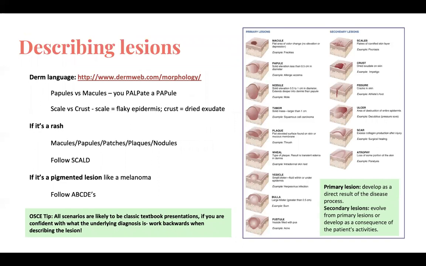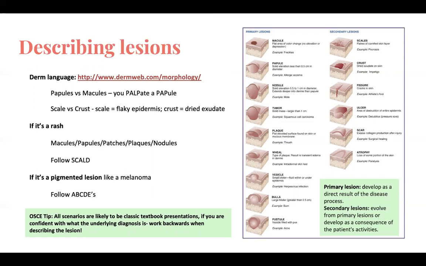Scale is flaky epidermis, which is seen in psoriasis, versus crust, which is seen in conditions such as vitiligo. And the two main strategies to describe a rash: if it's an erythematous rash, you follow the SCAR mnemonic, which I'll go into later. And if it's a pigmented lesion, you use ABCDs to help describe a lesion.